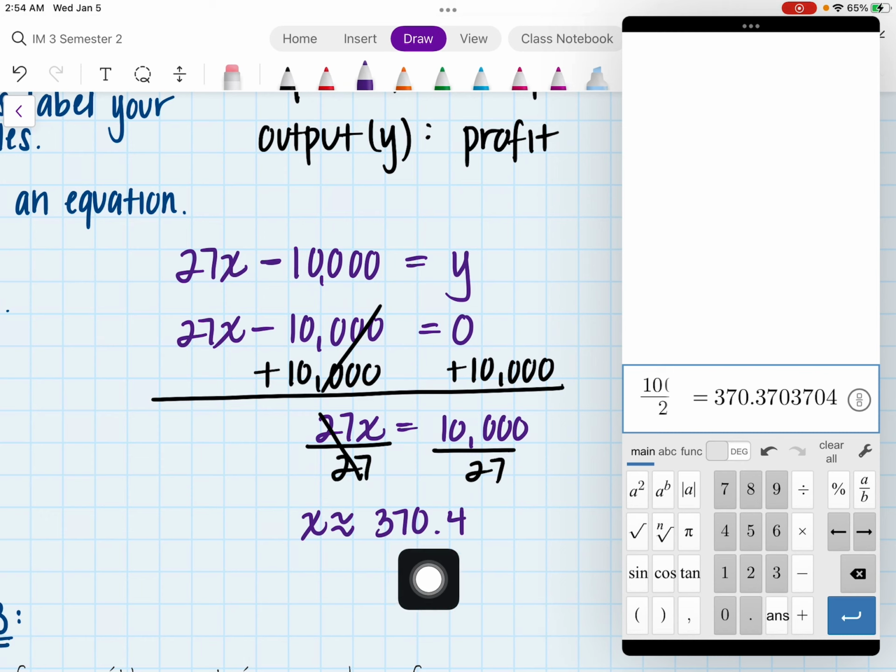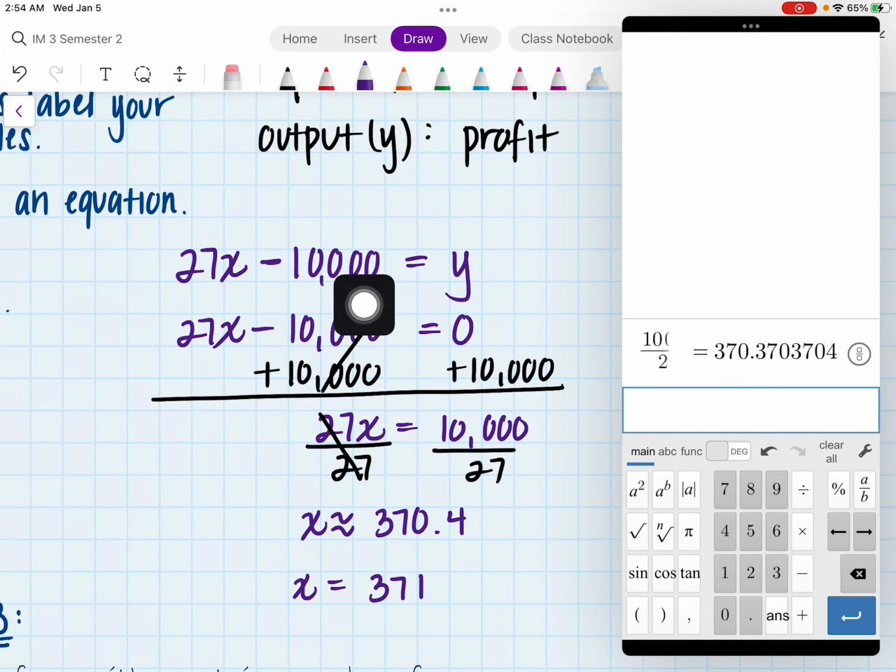Now, in this case, guys, we're actually going to go ahead and be rounding this off. If I do round it off to the nearest ones value, that would be giving me 370. But in this case, I really can't sell 370.4 of a computer, so I'm actually going to be approximating these, so rounding these to 371.